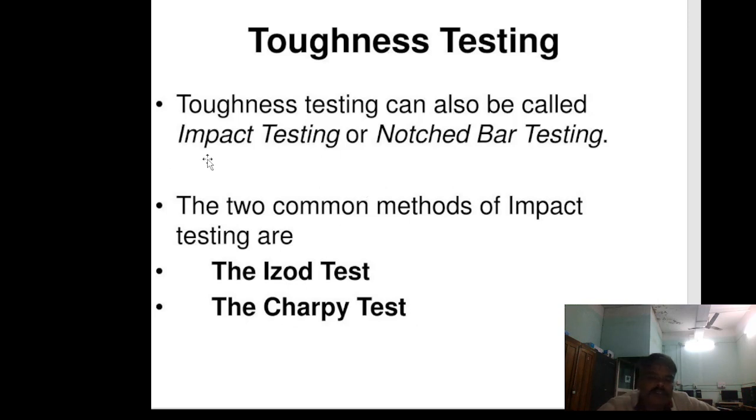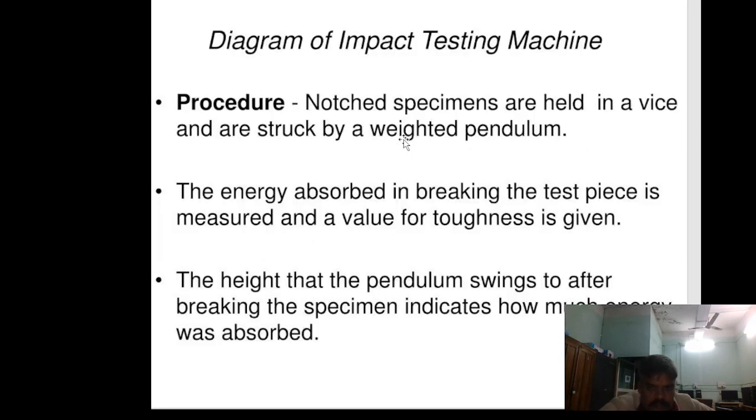Next is toughness testing. Here is an impact tester machine. Toughness testing can also be called impact testing or notched bar testing. The two common methods of impact testing are the Izod test and the Charpy test. Diagram of impact testing machine.